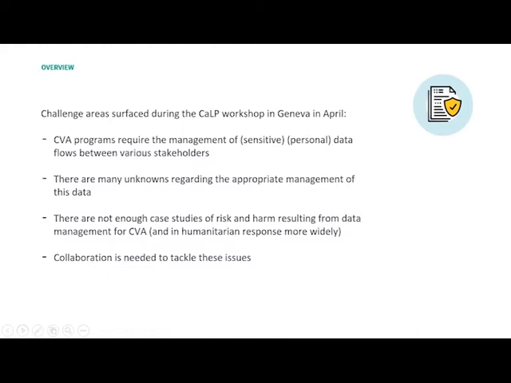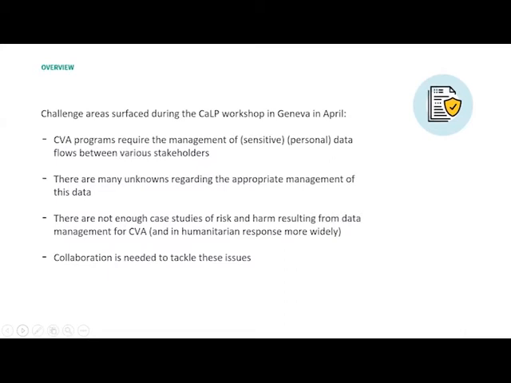And let me also caveat everything I'm about to say by saying that I'm by no means a cash expert, and my expertise is much more around data responsibility and data policy. So if you have any cash specific questions regarding the work of OCHA, I'll be happy to refer you to our colleagues working on cash.